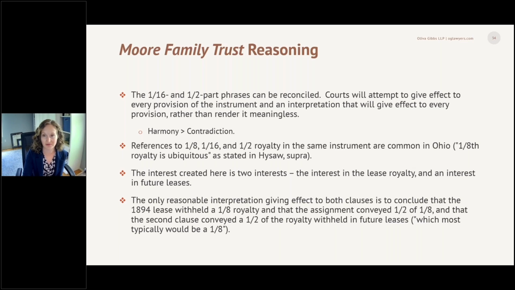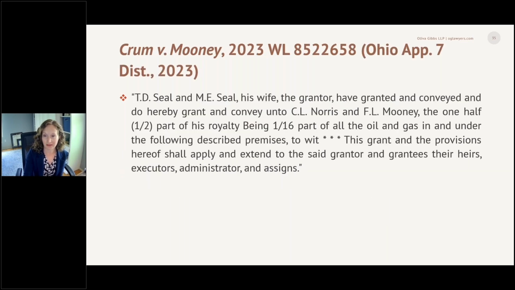The latter two cases we'll discuss where things aren't so clear. In Crum v. Mooney, the culprit here was an 1898 assignment of royalties. The language at issue was a conveyance of 1/2 part of his royalty, being 1/16 part of all the oil and gas in and under the following described premises. And note the word "his" there and the capitalization of the word "being," because the court found those important.